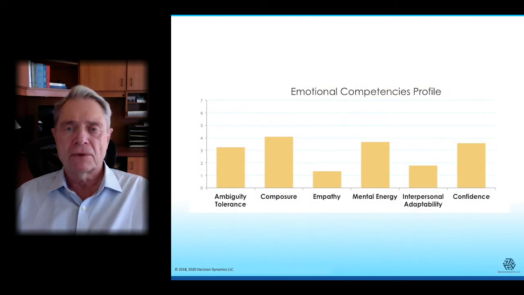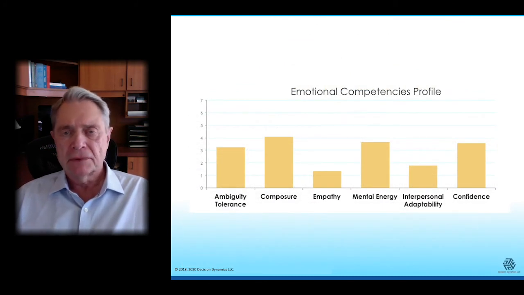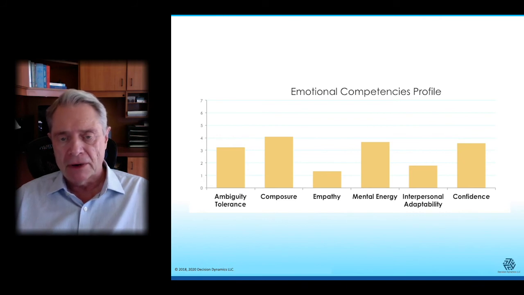Here's a profile for a different person. There are a few things I'd like to point out here. First of all, 4 is about average for the many thousands of people in our database who've been through this assessment. So you can see that in this case, the person's scores are not high on anything. They're at best moderately average.